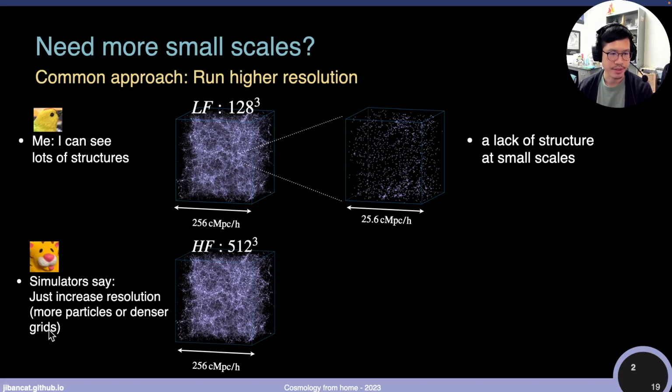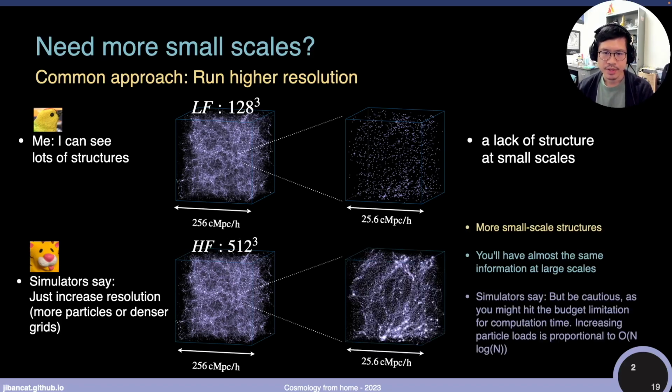What that means is more particles or denser grids, which doesn't show any difference at large scales, but at smaller scales you have more structure. One thing confused me at first is that I'm wasting money on running higher resolution to get exactly the same large scale information. I also need to be cautious, because when I increase the resolution this way, the computational cost is proportional to roughly n log n, which means that if I increase the resolution 64 times, it translates into roughly 100 times more computation time.